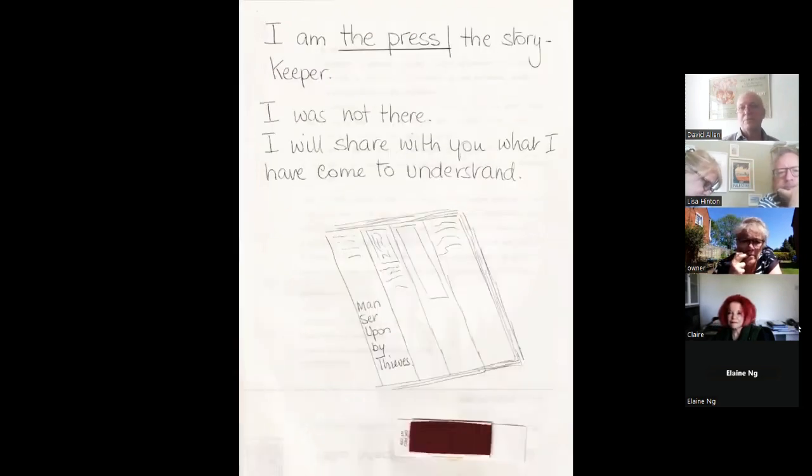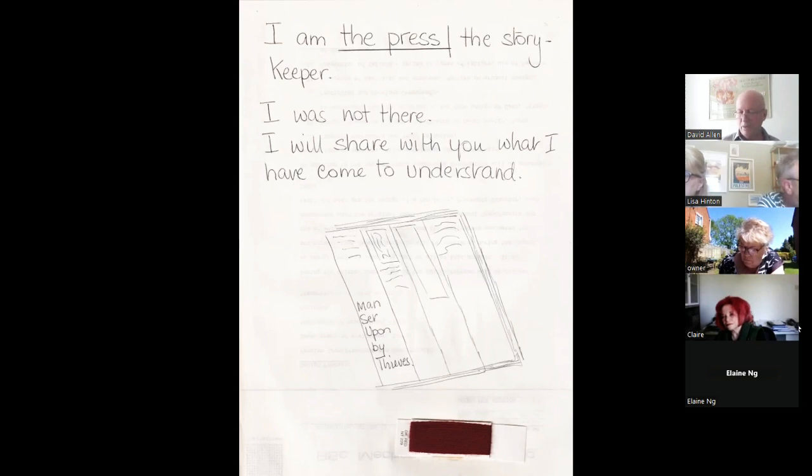The press. So the press is the story keeper. I wasn't there. I will share with you what I have come to understand. So in this case, the journalists would produce a report to please Rome. And they have to please Rome or it won't be published. And one of the things the children might do, Dorothy suggested, is look at newspapers today to see what kind of style they used and do something that might influence the way they write their reports.